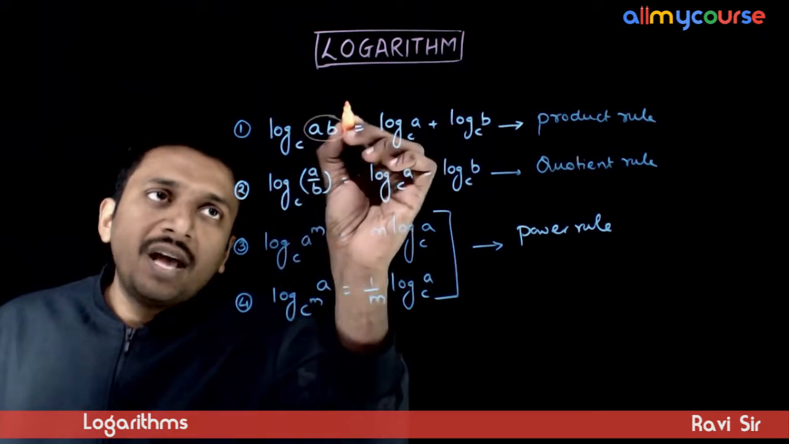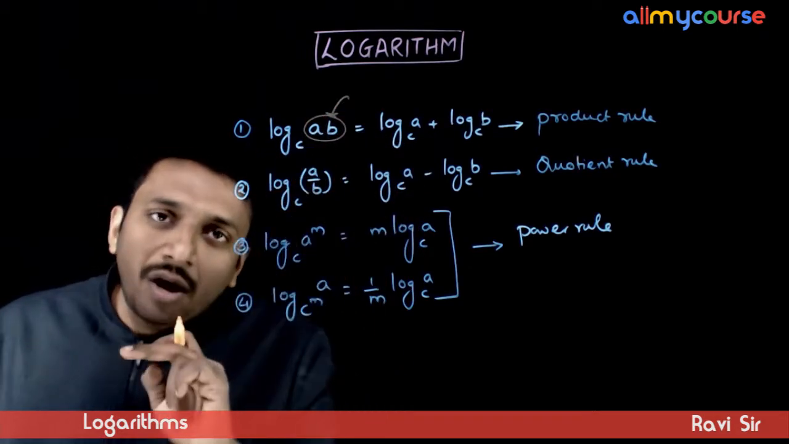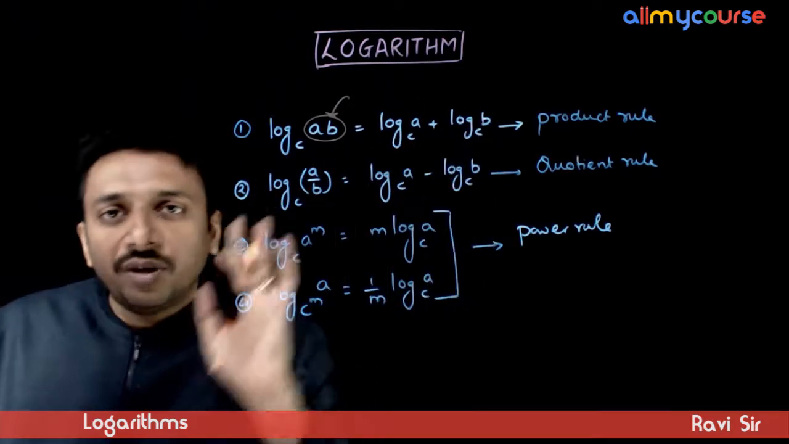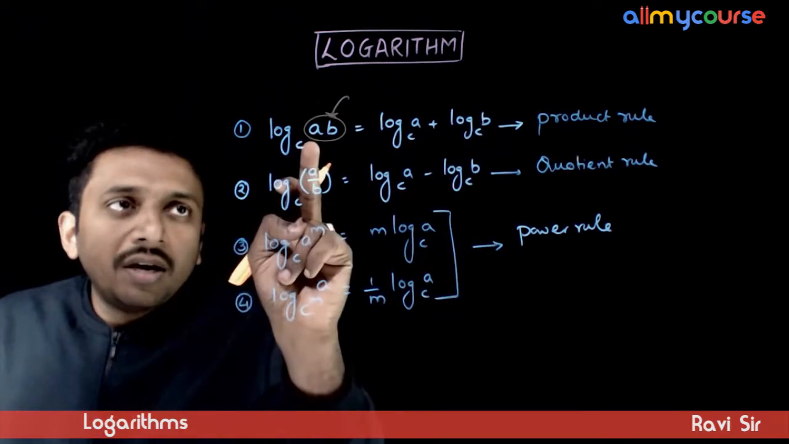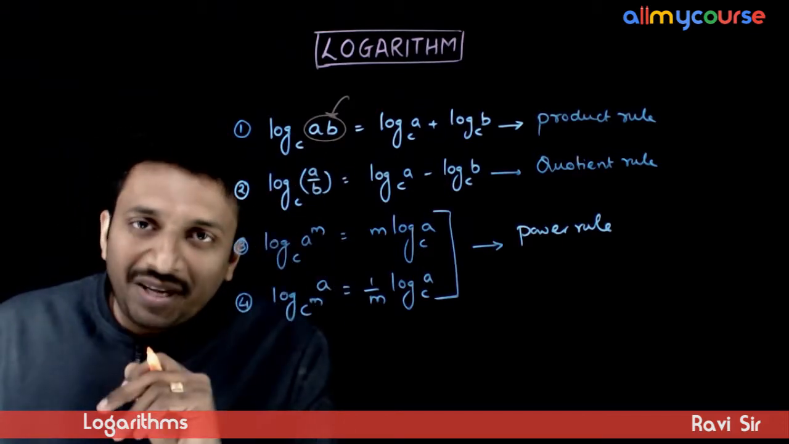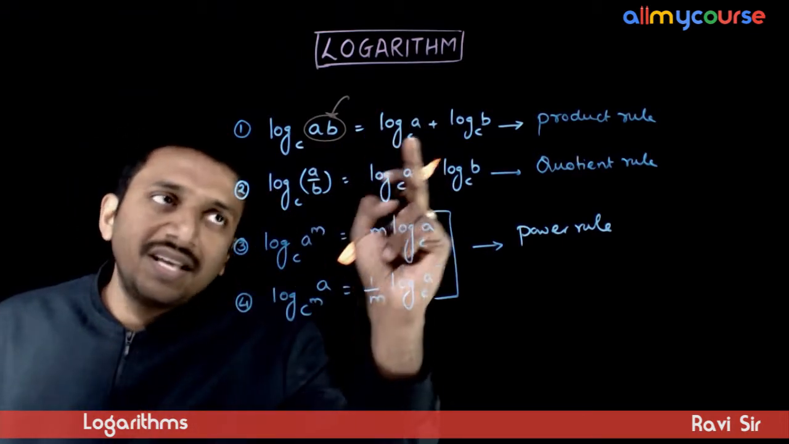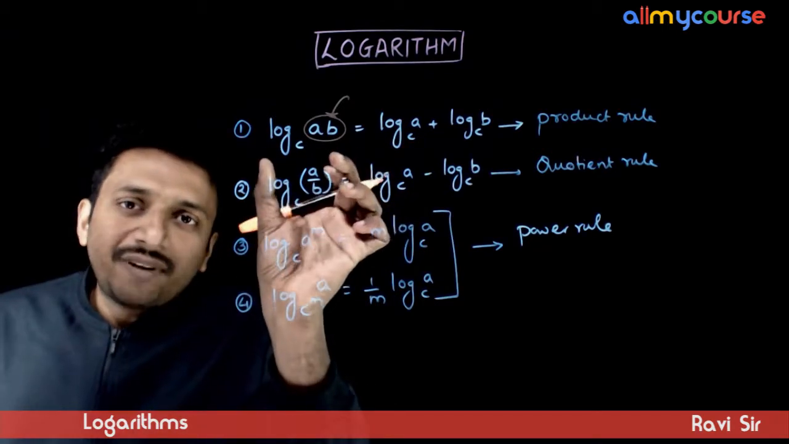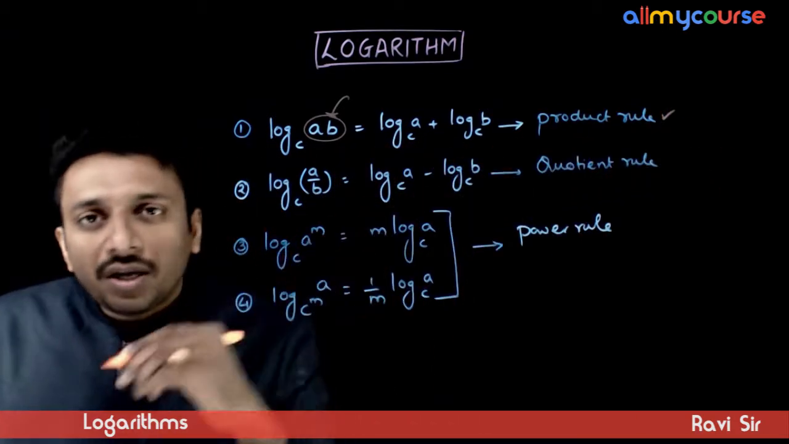If you have a product of two numbers inside the log, I can write it as log A to the base C plus log B to the base C. That is, log 2 into 3 to any base is equal to log 2 to the same base plus log 3 to the same base. This is the first property, which is called the product rule.